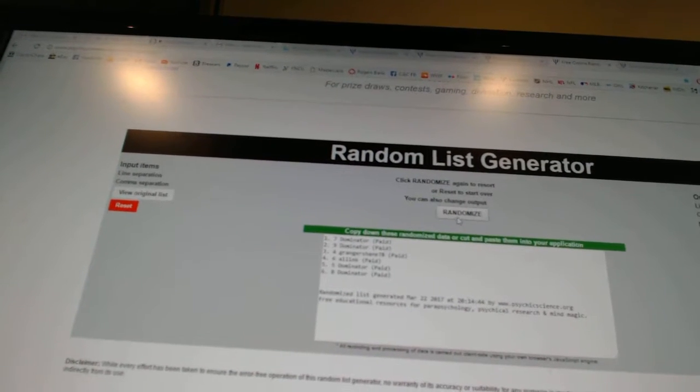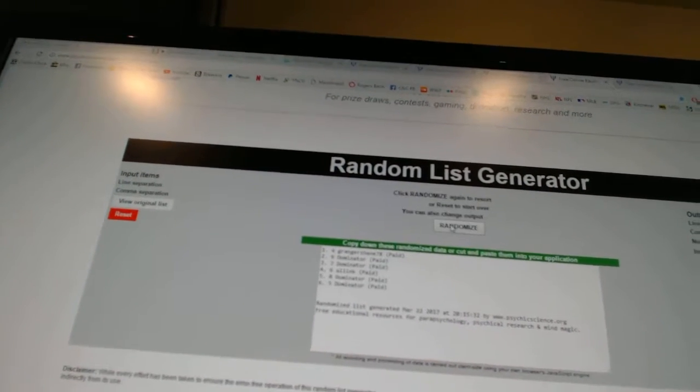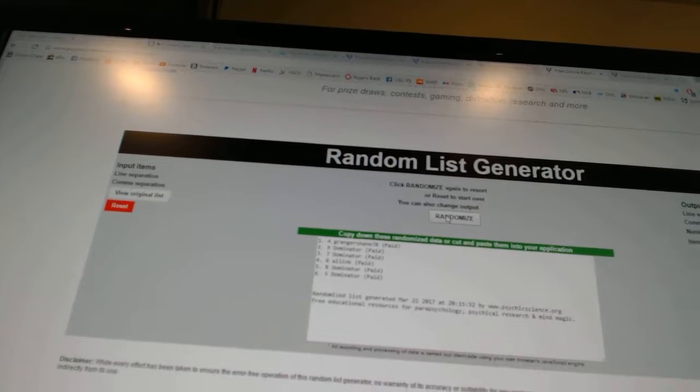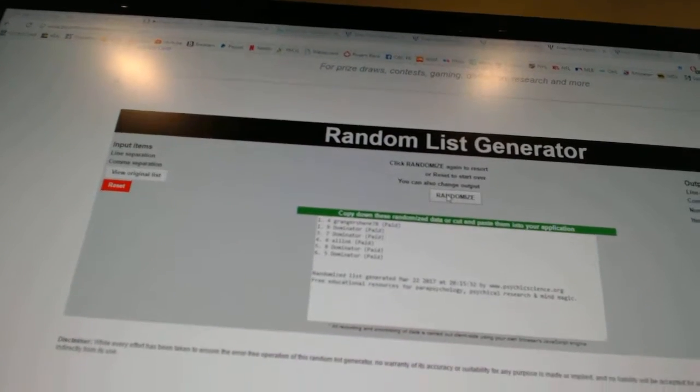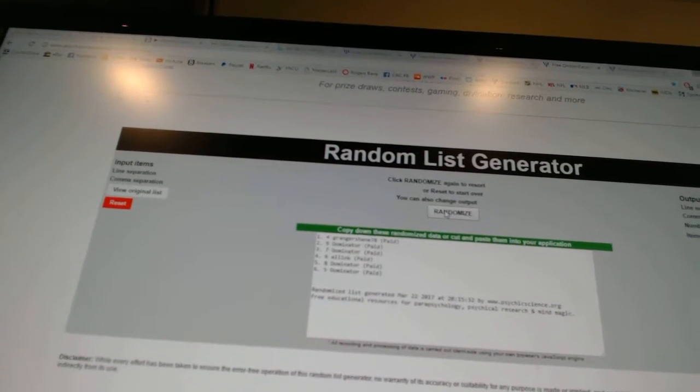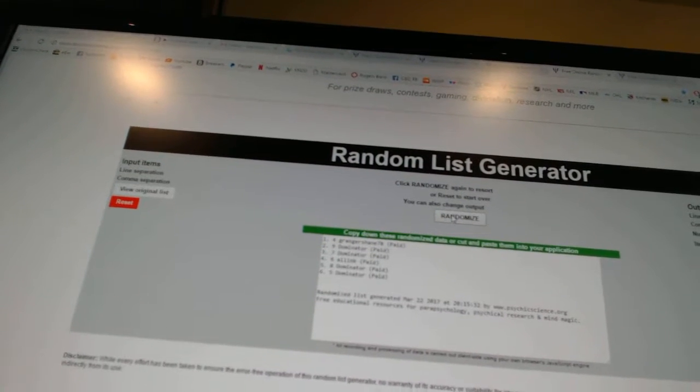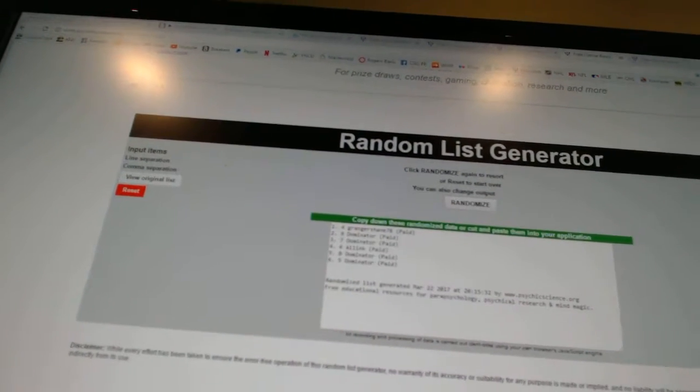Now for tier two. One, two. And then pick number four is Granger Shane. 5 and 6 Dominator, 7 All Ink, 8 and 9 Dominator.